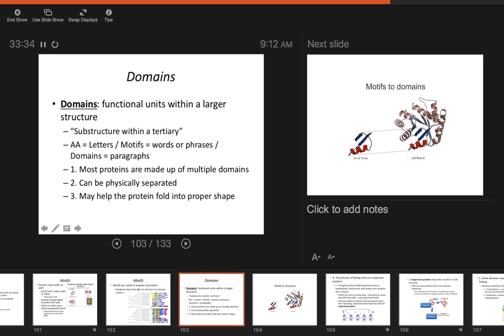A lot of proteins are made up of many domains. They can be physically separated, and they can also help proteins fold into their proper shape, which is where I'm going to go off to now. How do proteins fold into their correct shape, and what happens when they don't?